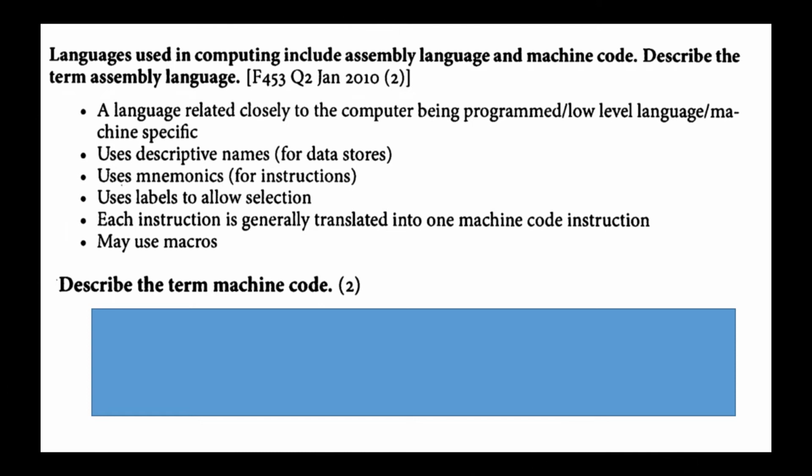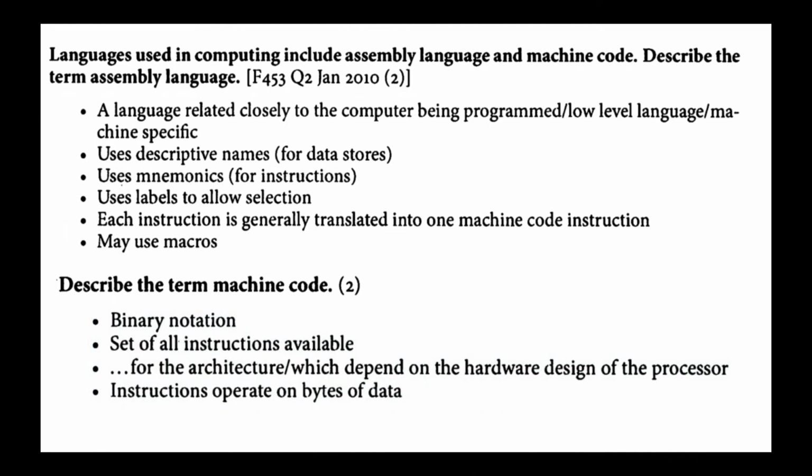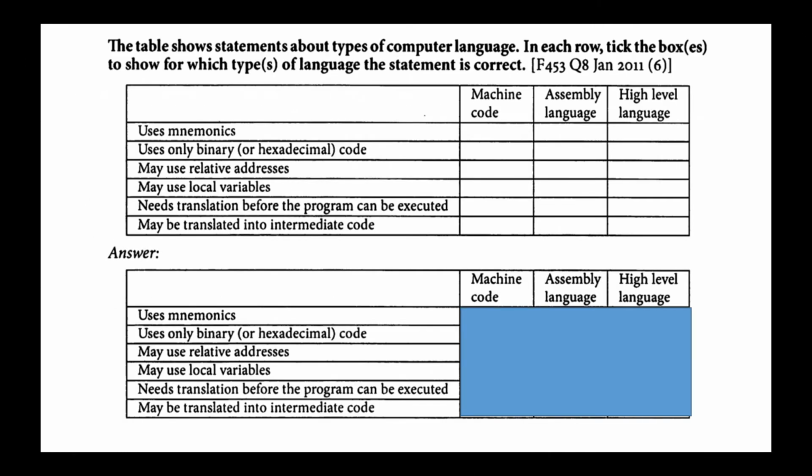Describe the term machine code. Binary notation, the set of all instructions available for the architecture, which is dependent on the hardware design of the processor. Instructions operate on bytes of data. Right, so both of those questions are 2 marks, so let's go on to the next set of questions.